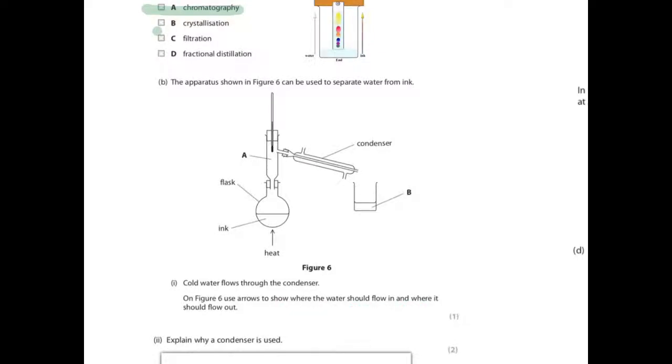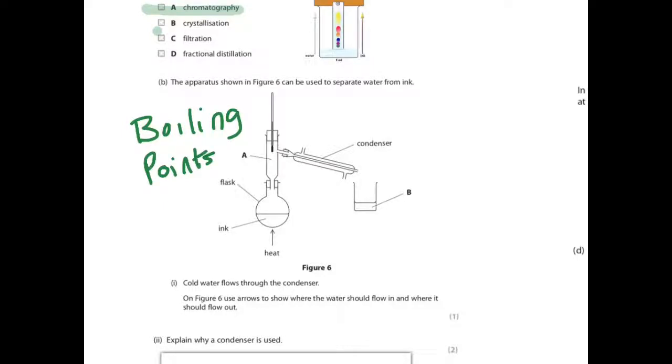On figure 6, use arrows to show where the water should flow in and where it should flow out. Okay, so what we've got here is a mixture. So we've got ink and water, and distillation separates things according to their boiling point. So chromatography is according to their mass. All separation techniques exploit a specific property to separate a mixture. With distillation, it's boiling points. With chromatography, it's the mass of different chemicals.